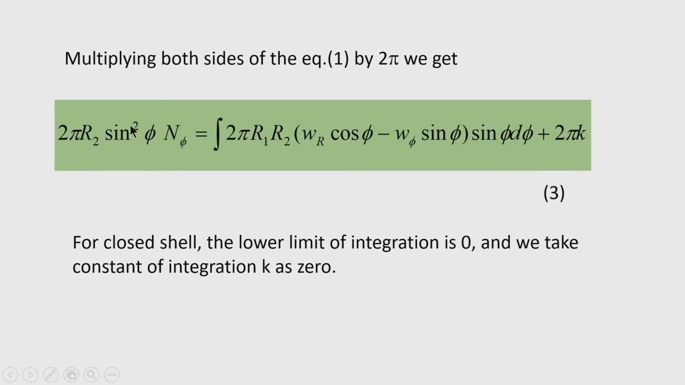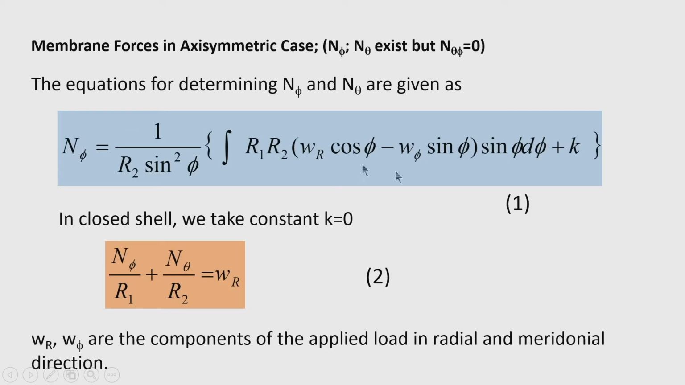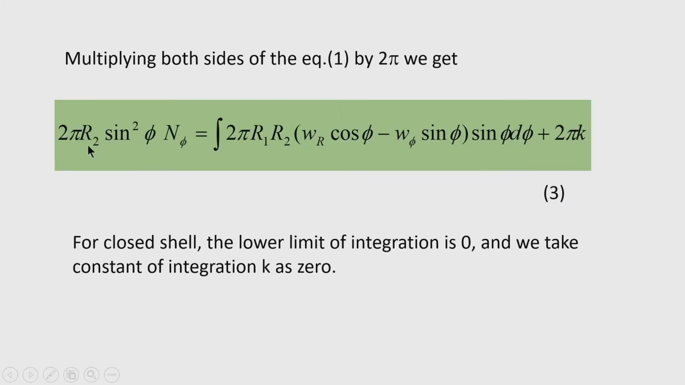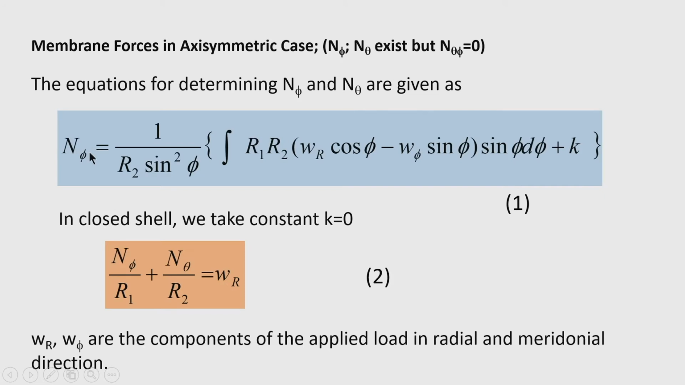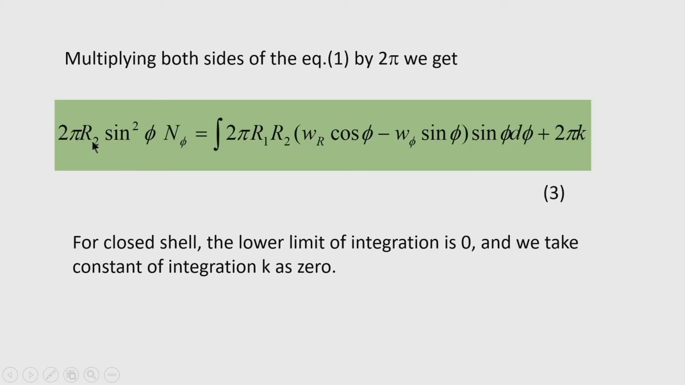So, multiplying both sides of equation 1 by 2 pi sin phi, we can write this equation as 2 pi r2 sin square phi N phi, that is r2 I have taken here, equal to the integration of 2 pi r1 r2 multiplied by (W r cos phi minus W phi sin phi) into sin phi d phi plus 2 pi k.